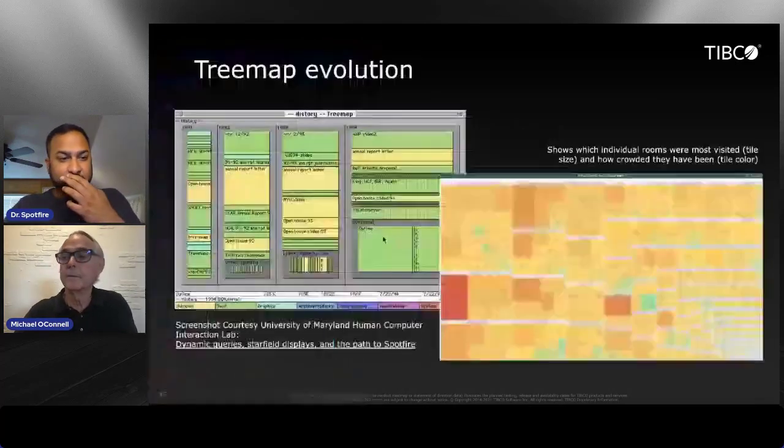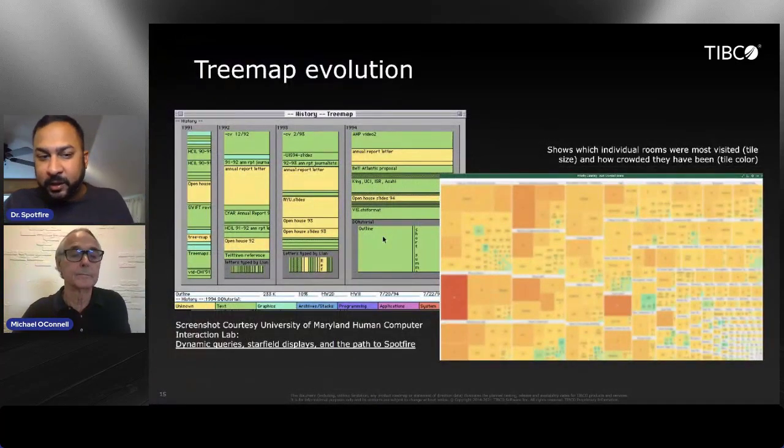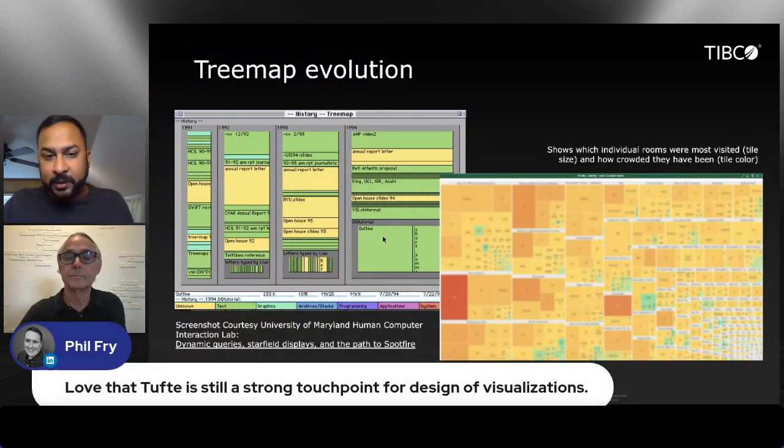Before we move on, sorry to interrupt. I saw some comments and wanted to highlight some of the chats and what some people are saying. Phil Fry says he loves that Tufte is still a strong touch point for design of visualizations. And yeah, I think we totally agree there, right, Michael?